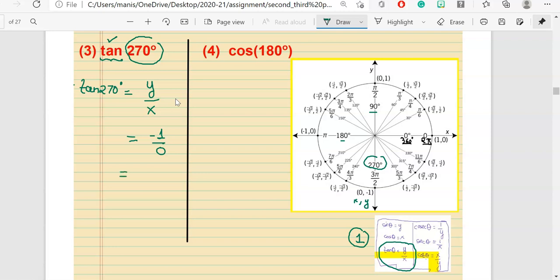So the answer for this is what? N, D, not defined. So I'll write my answer: tangent of 270 degrees is equal to not defined, or undefined. That's my answer for this. Alright, so let's go to the next one over here.